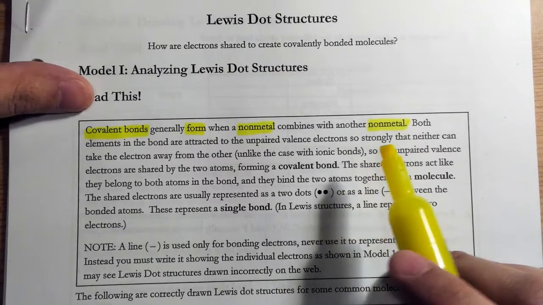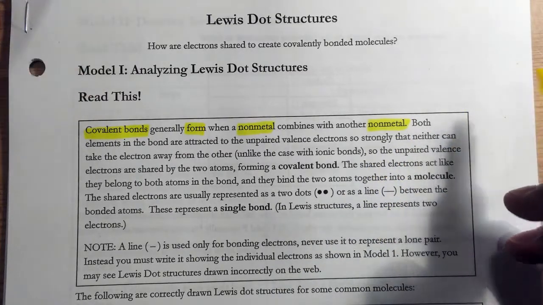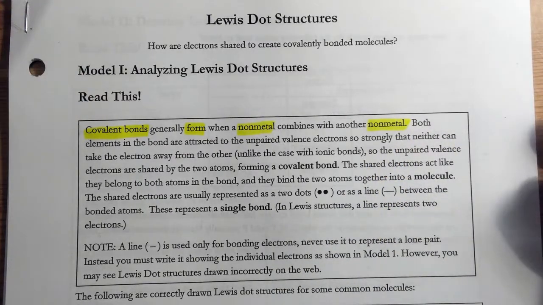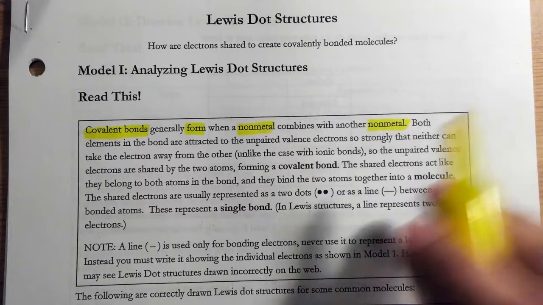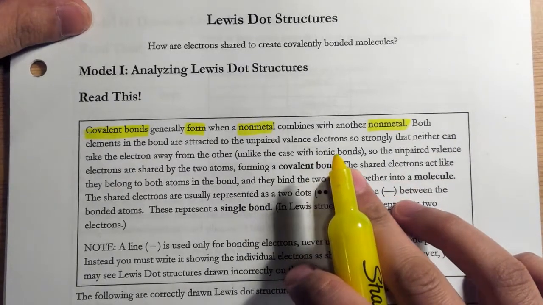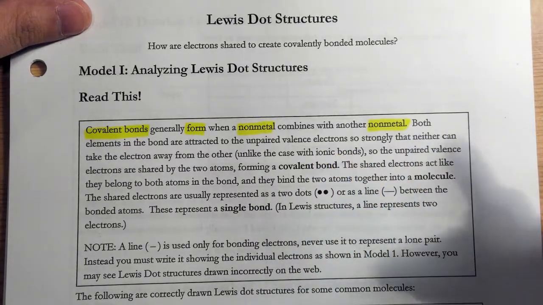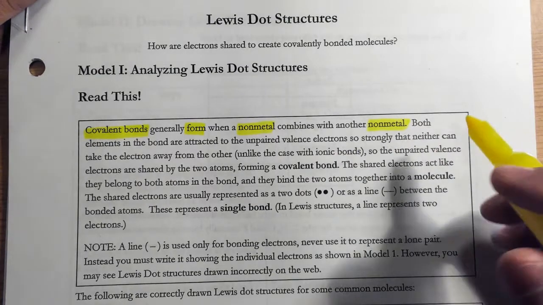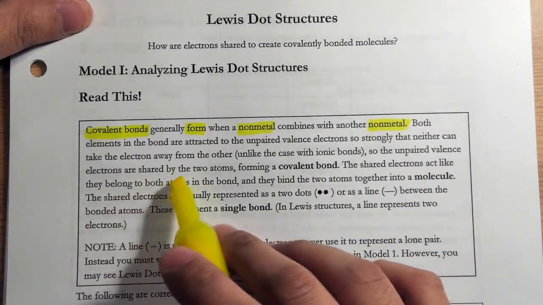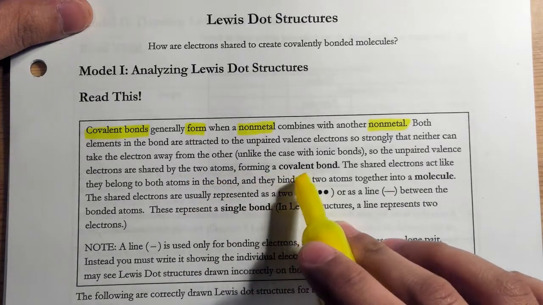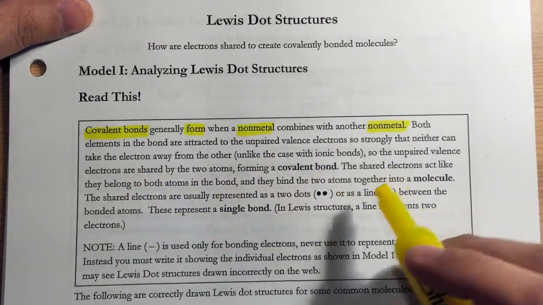So as we know, covalent bonds are between nonmetals and nonmetals, and they are sharing the electrons instead of transferring them, because if it's transferred, then it's an ionic bond. But since we're going over the covalent bond, it's sharing. So the unpaired valence electrons are shared by two atoms forming a covalent bond. Like I said, it's being shared.